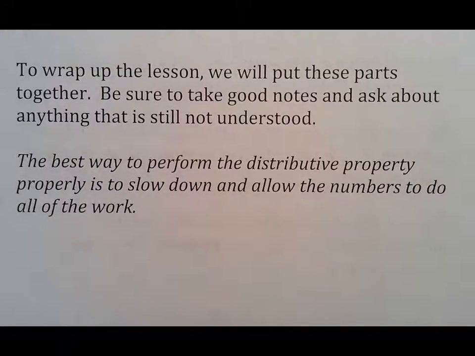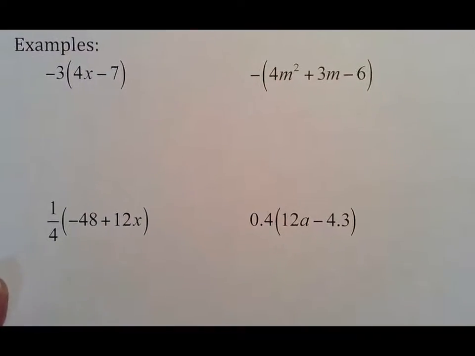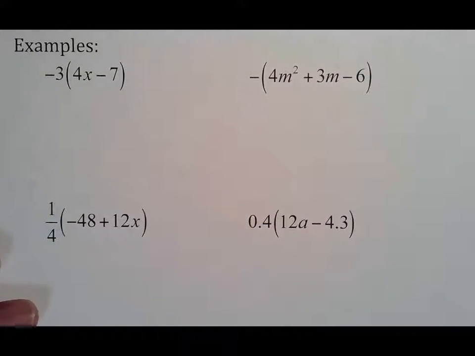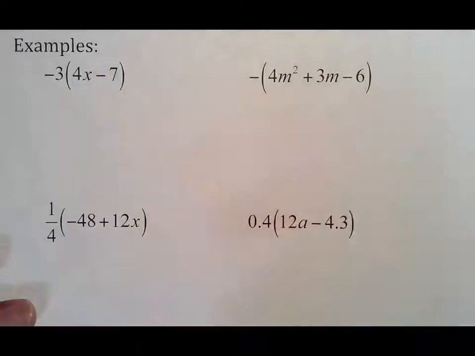To wrap up the lesson, we put these parts together. Be sure to take good notes and ask about anything that is still not understood. Again, the best way to perform it properly is to slow down and allow the numbers to do all of the work. So, let's look at these examples, and then let's get your notes up, which I forgot to do last time. Again, on your homework, you will be expected to show the meetings on a lot of these, so make sure you understand this is what you'll have to do. So I would copy these examples because they won't be shown on your notes later.